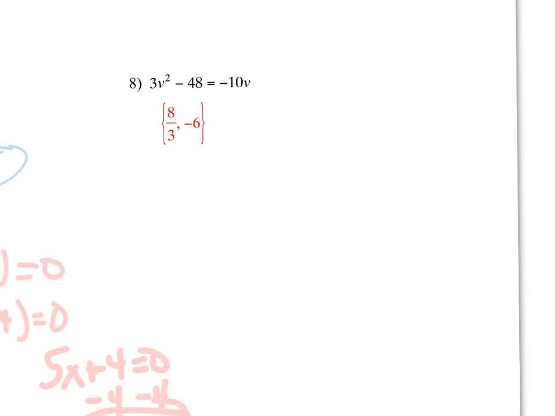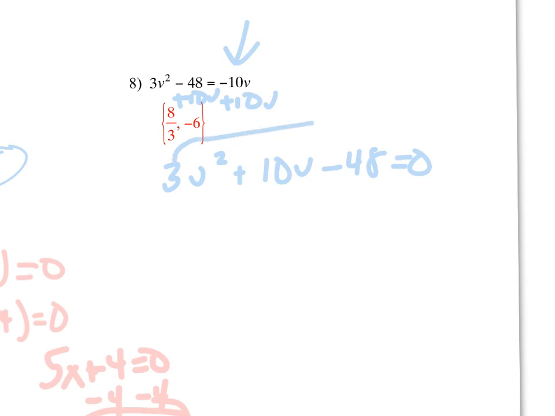All right, number 8. The only difference between number 8 and the other ones is that this guy needs to be 0. So all you have to do is just add him over. Whenever you factor, it needs to be equal to 0. So 3v squared, now plus 10v, minus 48 equals 0. Still got to use the AC method.